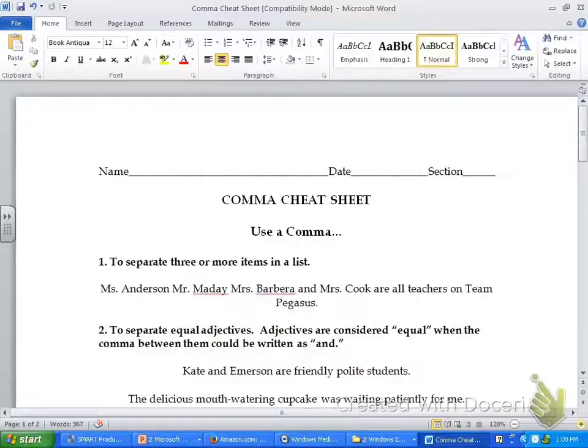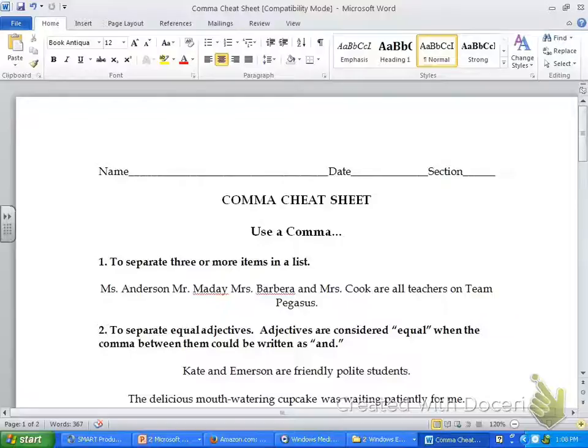So today you're going to be learning about the first 5 rules on your comma cheat sheet that you should have in front of you. And you're going to be learning when to insert commas in your own writing. So as you're learning the lessons about the different rules for this comma cheat sheet, you're going to insert the commas where you think they belong.